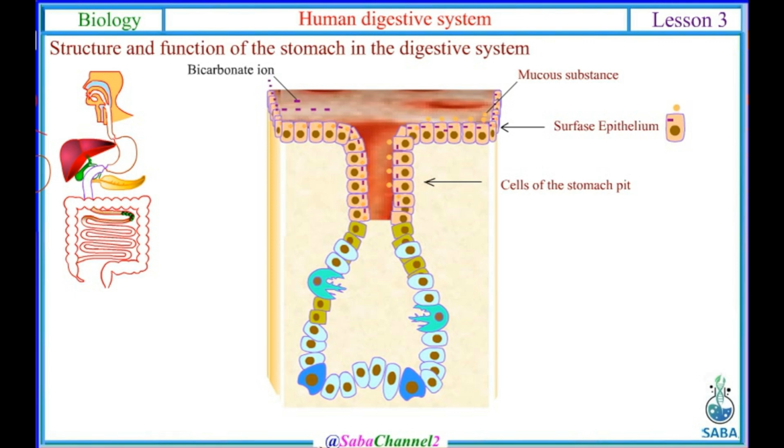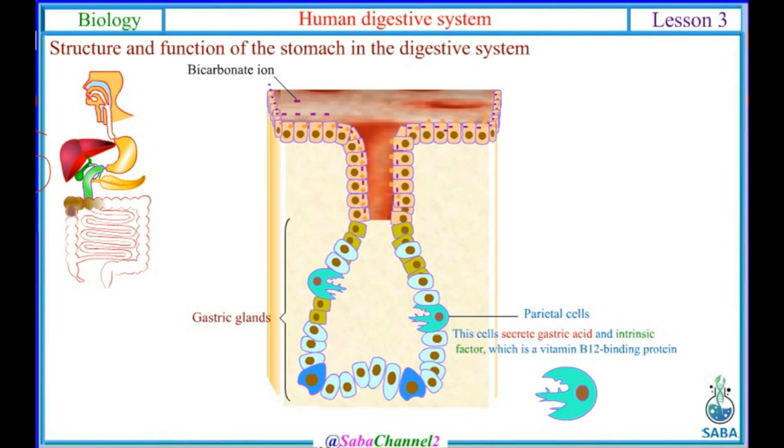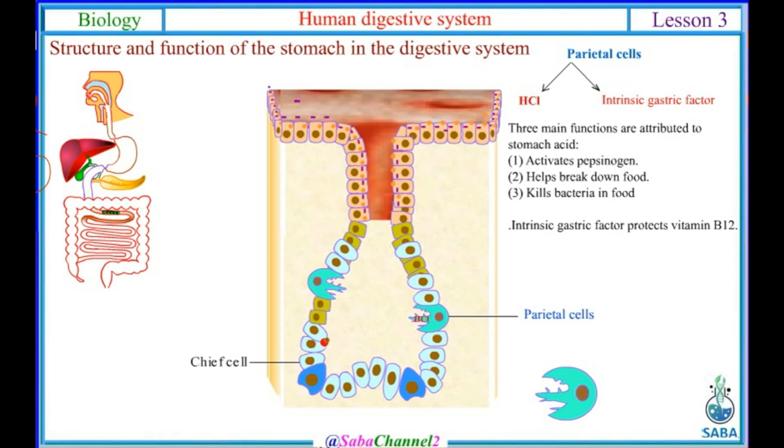The stomach has several types of cells. Parietal cells secrete hydrochloric acid and intrinsic factor. Chief cells produce pepsinogen, the inactive form of pepsin, and gastric lipase. Mucus cells secrete mucus to protect the stomach lining from acid damage. G cells release gastrin, a hormone that stimulates acid production.